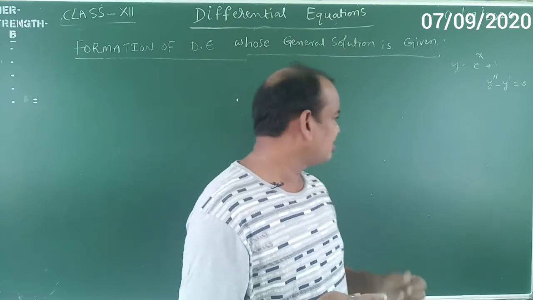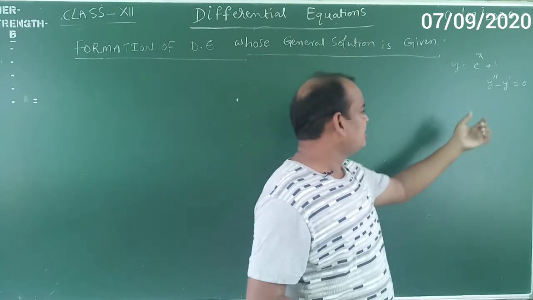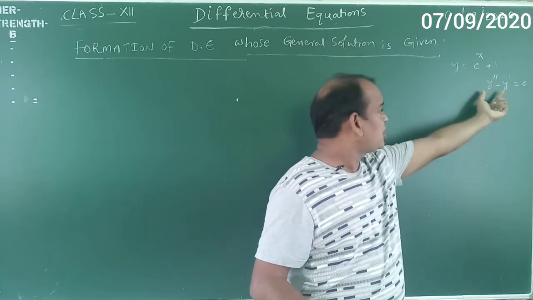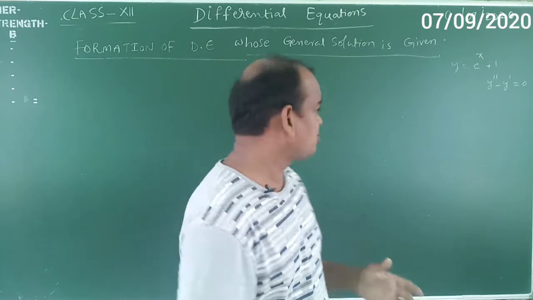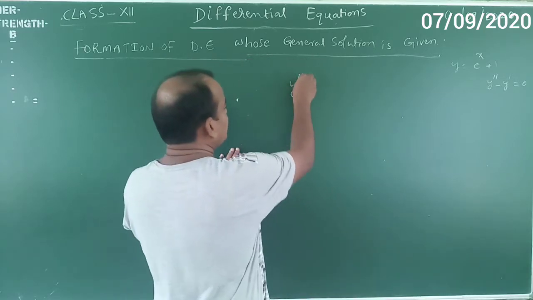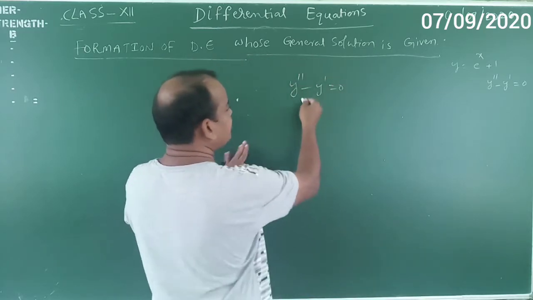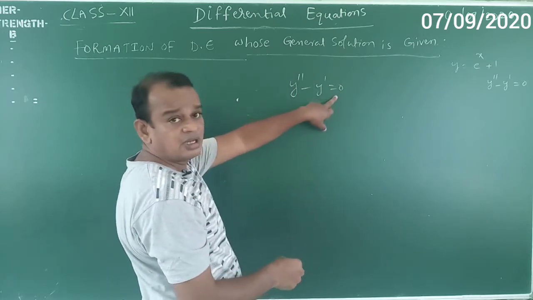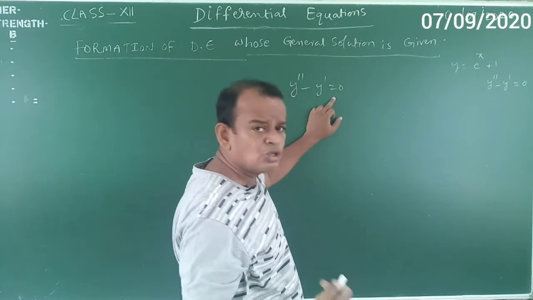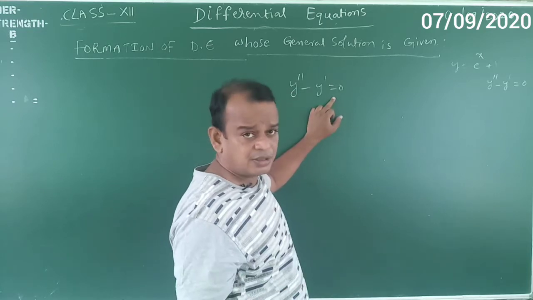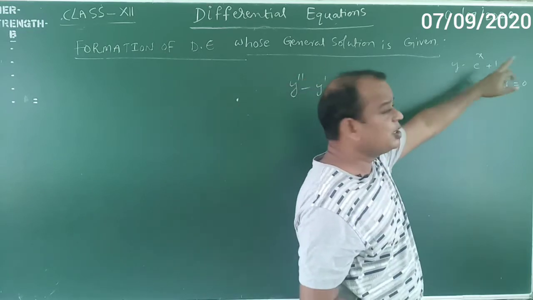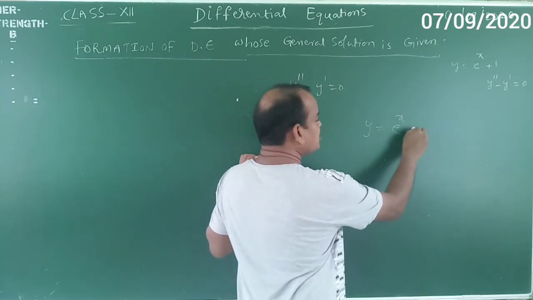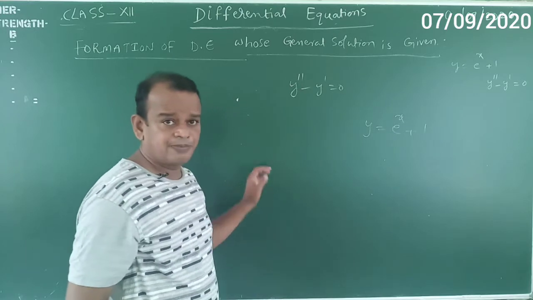First, here this is y double dash minus y dash is equal to 0. Observe that y double dash minus y dash is equal to 0. This is called a differential equation, that is, d square y by dx square minus dy by dx is equal to 0. What is the solution? We find the curve first. Is y is equal to e power x plus 1 a solution or not? Observe that y is equal to e power x plus 1: is it a general solution or a particular solution?